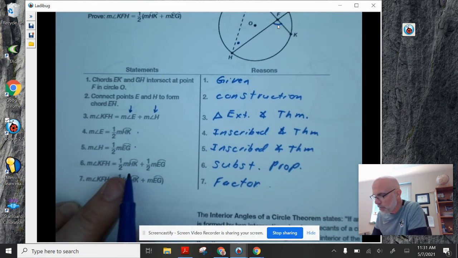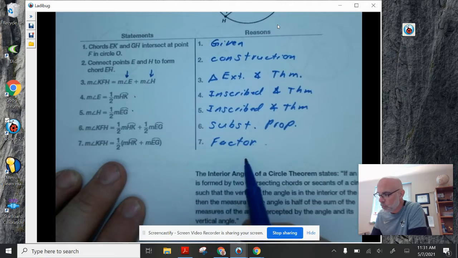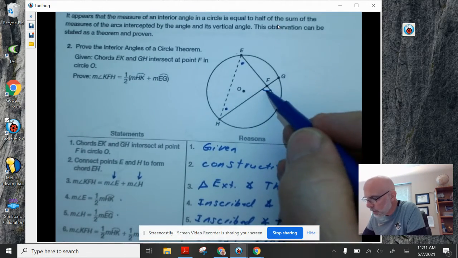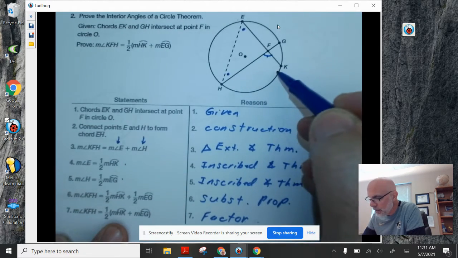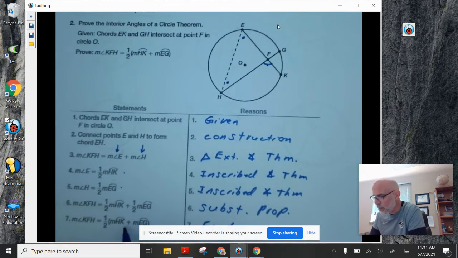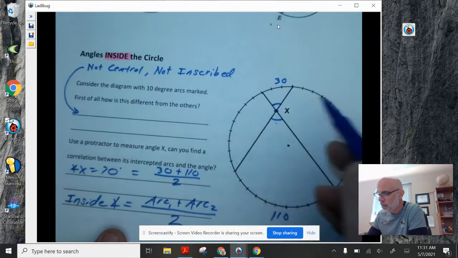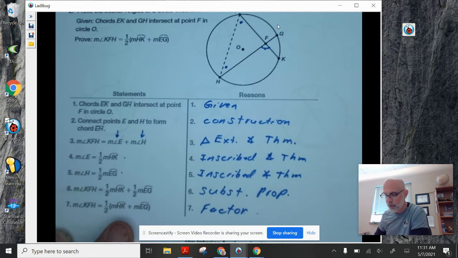But it's half of those. So this is substitution. All I'm doing is the substitution property, and then I factor out the 1/2. So really, when you look at this final answer right here, angle KFH, where I have the arc, is equal to HK plus EG added together and divided by 2. That's the same rule and the same proof that we said right here. It's the 110 and the 30 added together, and then you divide by 2. So this is the formal proof of it.